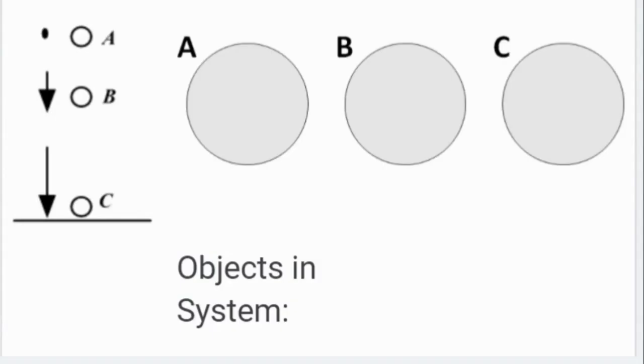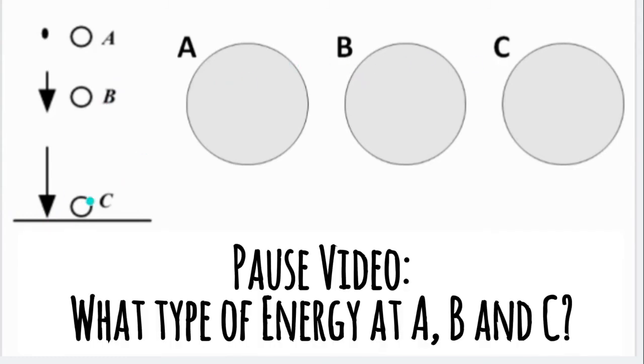Let's practice using the pie charts to describe the energy changes in a system. Consider a situation when a ball is held above the ground and then dropped so it falls straight down. We'll restrict our analysis to the time the ball is moving in the air before it hits the ground. Consider positions A, B, and C and what types of energy the system will have in each of these cases.